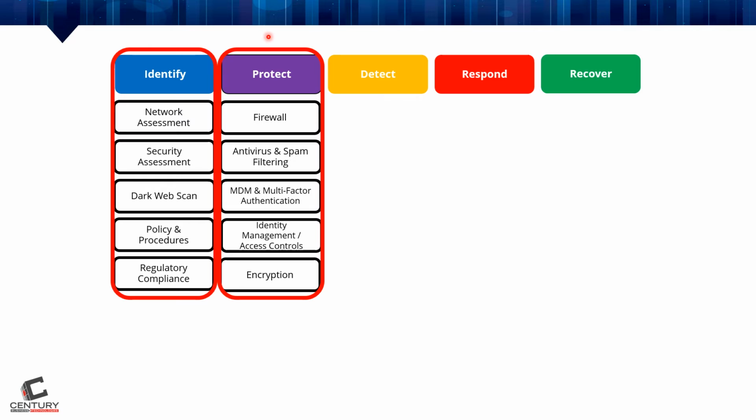Under protect, we have a firewall, we have antivirus, spam filtering. Maybe we're using multi-factor authentication to make it more difficult for the hackers to break into our system. Are we using any identity management controls for access controls? And do we need to have any of our files encrypted depending on compliancy?